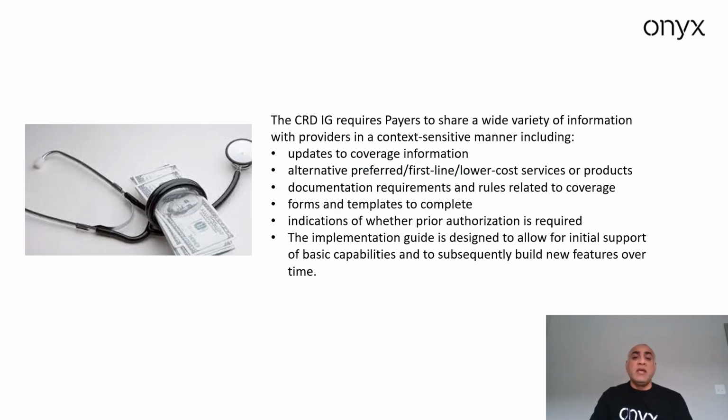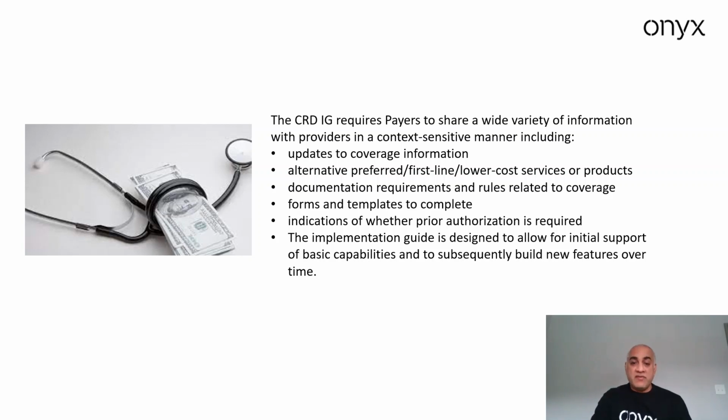If you look at the implementation guide standards, the CRD implementation guide requires sharing the following information. That includes the coverage information of the patient. It also includes the decision from the payer to the provider that suggests or recommends that the providers take up alternate lower cost drug products or alternate lower cost treatments. It also describes the list of documentation that needs to be submitted as a part of the authorization request. It also defines what kind of forms and templates need to be submitted as a part of the request.